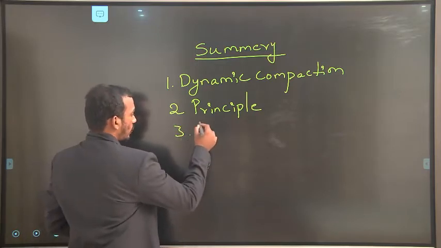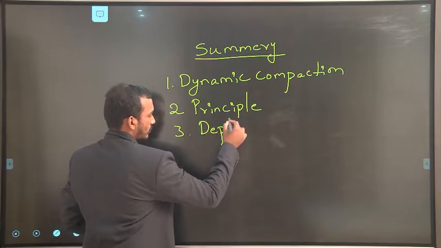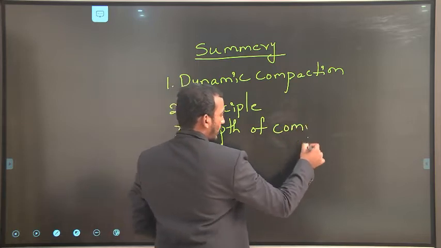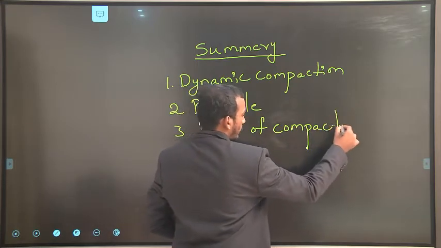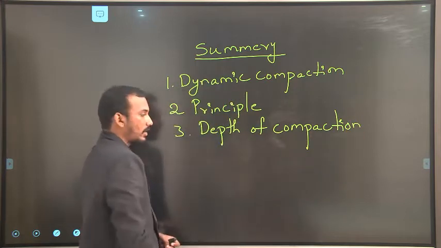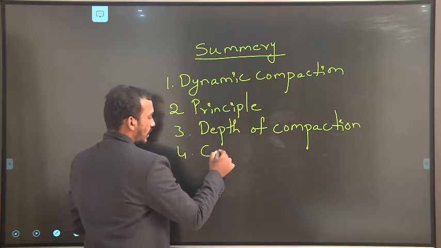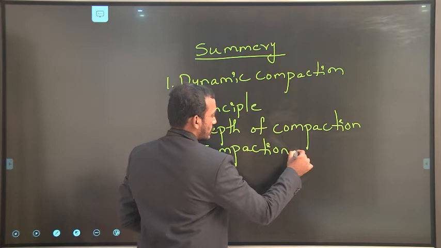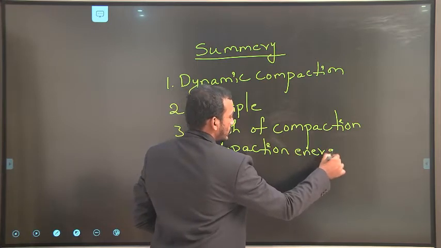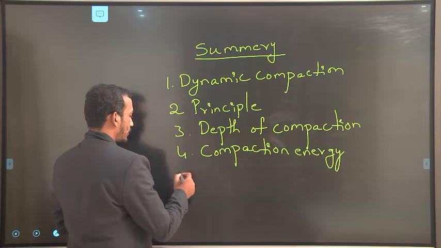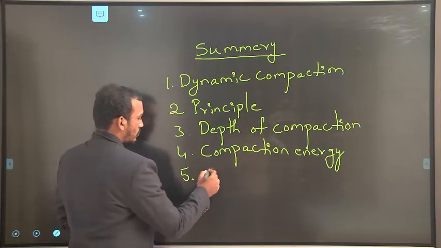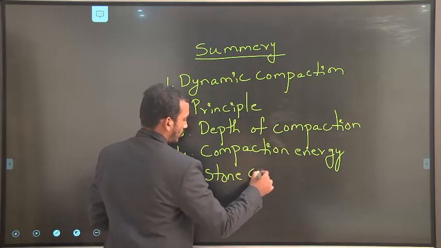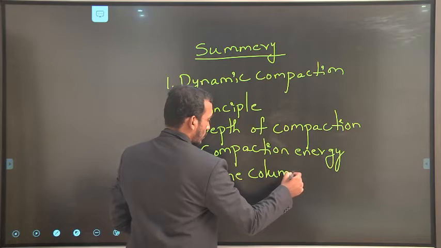The next one is, what is the depth of compaction? This is the formula to find the depth of compaction. By using the weight of the dropper and the height of the fall, we can find the depth of compaction. Next one is compaction energy. What is the compaction energy that is created per each blow, which we calculated? The next one is stone columns and the spacing, that is not important.